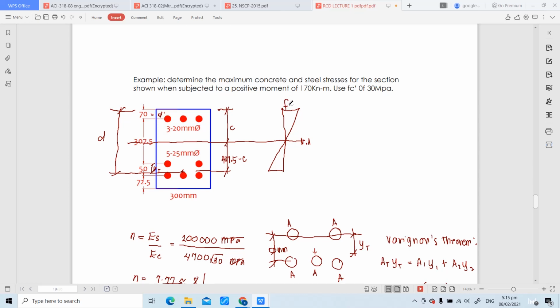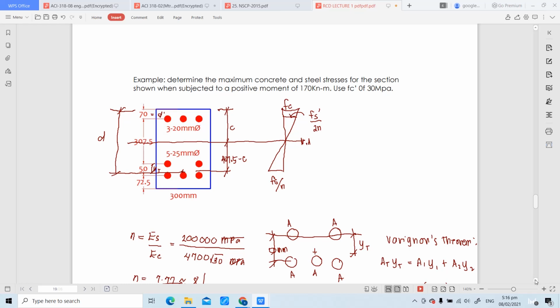Kapag i-drawing natin yung stress diagram natin, triangular stress distribution din yon. Ito yung maximum stress ng concrete. Ito yung stress ng tension steel na palaging nakadivide ng N. And, nandito yung stress ng compression steel natin, denoted as Fs prime, at palagi naman yan nakadivide ng 2N. So, na-discuss ko na kung bakit nakadivide yung mga yan: para ma-compensate yung minultiply nating modular ratio values sa cross-sectional area ng steel bars para ma-transform yung cross-section natin.